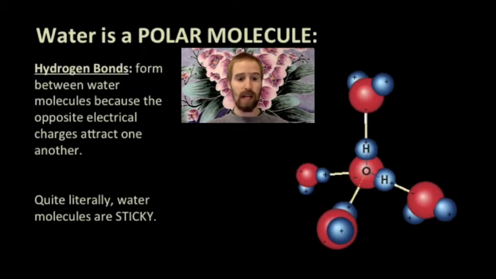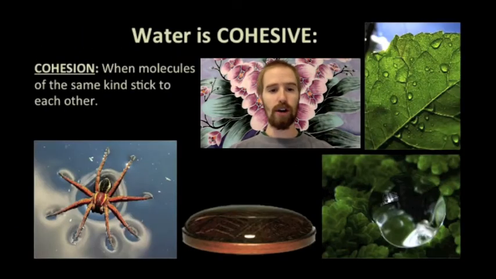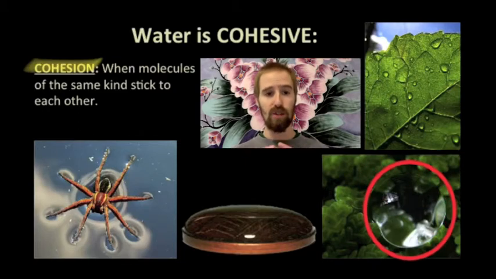In this picture, we can see a water molecule forming hydrogen bonds with other water molecules. Every water molecule can form hydrogen bonds with up to 4 additional water molecules, which in turn can form hydrogen bonds with other molecules. Essentially, this means that water molecules are sticky. They stick to each other and to a lot of other things as well. This means that water is cohesive. Cohesion is when molecules of the same kind stick to one another. Because water molecules stick to one another, water is able to form self-contained droplets that hold themselves together.